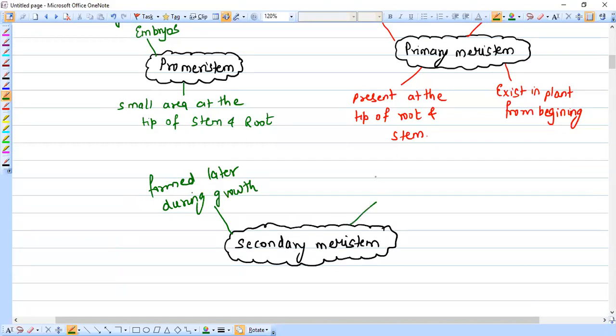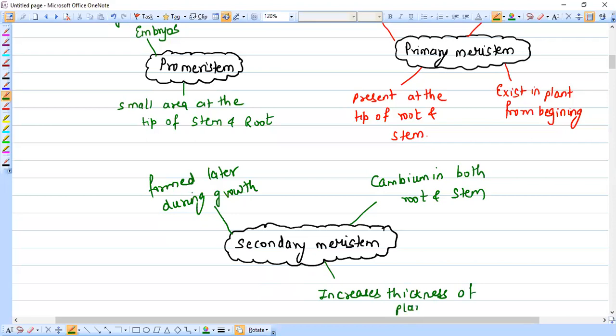Even I can say that the cambium is seen. Cambium in both root and stem will get secondary meristem. What is the role of the secondary meristem? I can say secondary meristem always increases thickness of plant. So if the plant is thick, it is because of secondary meristem.